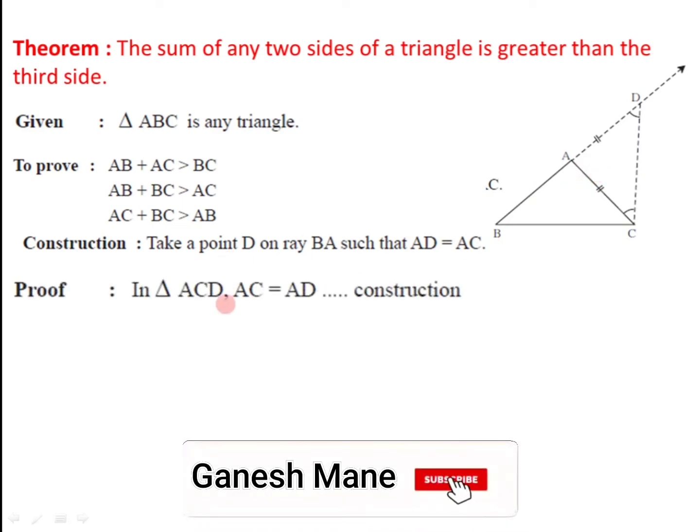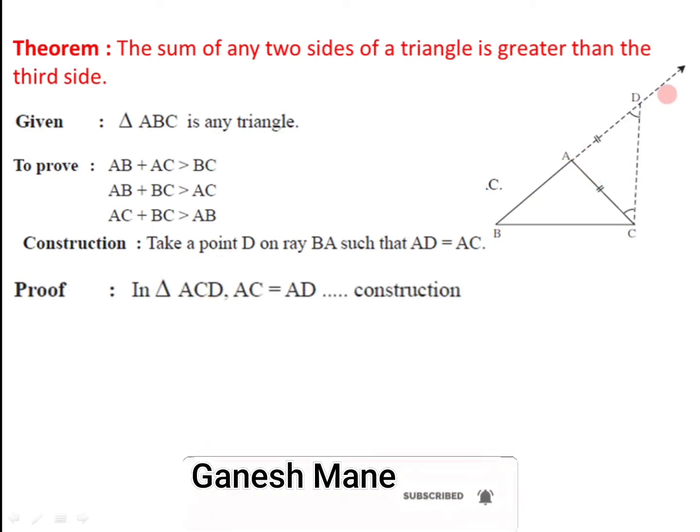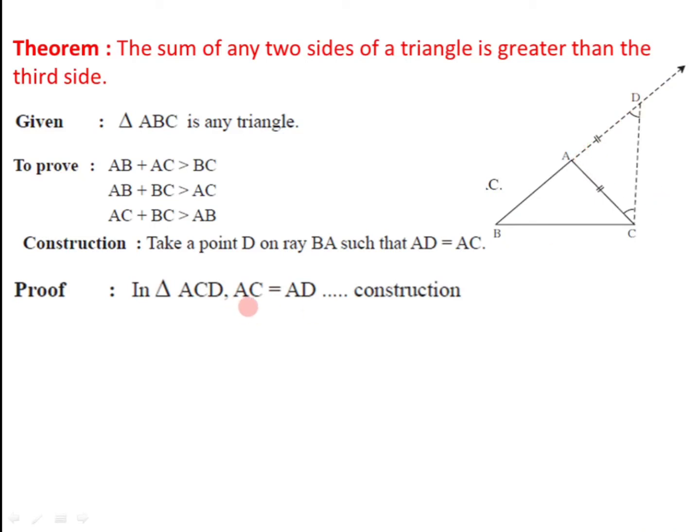By doing this construction, we have got a triangle ACD. For this triangle, AC is equal to AD, as we have taken point D on ray BA such that AD is congruent to AC. This is because of the construction. And we know that if in a triangle two sides are congruent, then the angles opposite to them are also congruent. So the angle opposite to side AD is angle ACD, and the angle opposite to side AC is angle ADC. These two sides are congruent, that's why angle ACD is congruent to angle ADC.